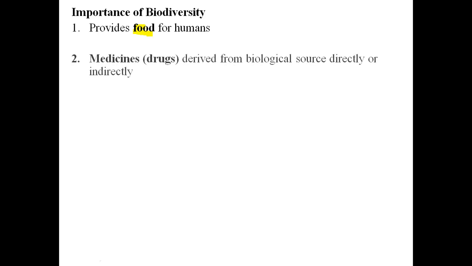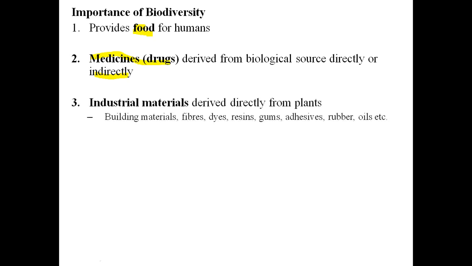One importance is that when we have a region with varieties of plants and varieties of animals, then we will have more food in that area. So biodiversity provides food for humans, and directly or indirectly the living organisms are used, and from these living organisms, especially from plants, the medicines are extracted. The other term for medicines is drugs.